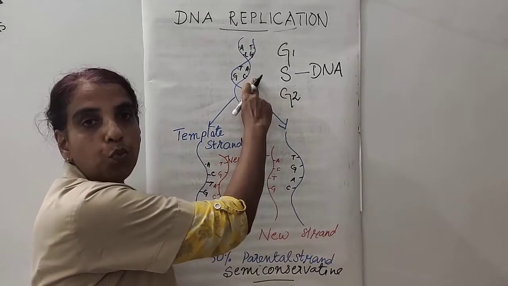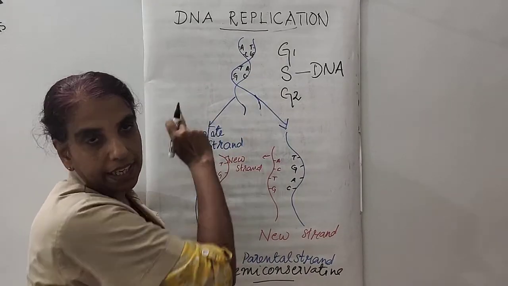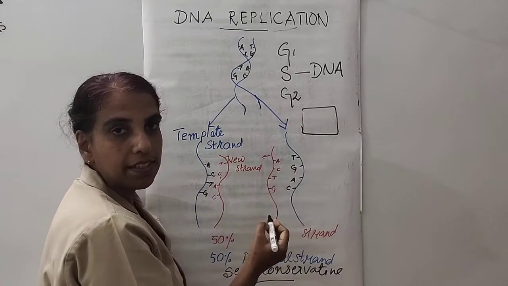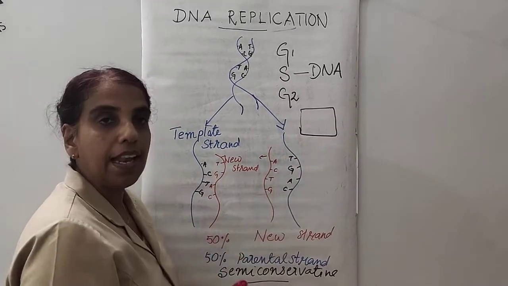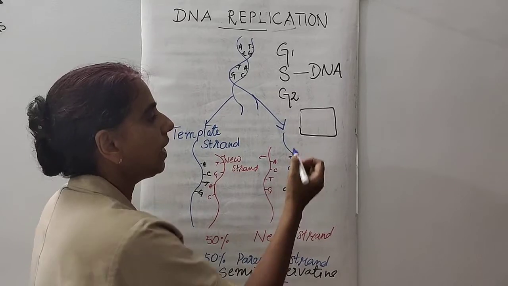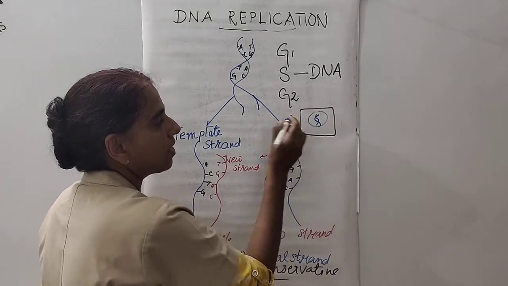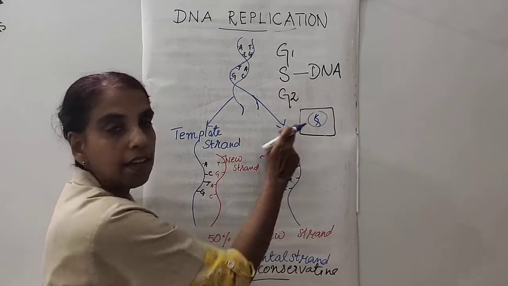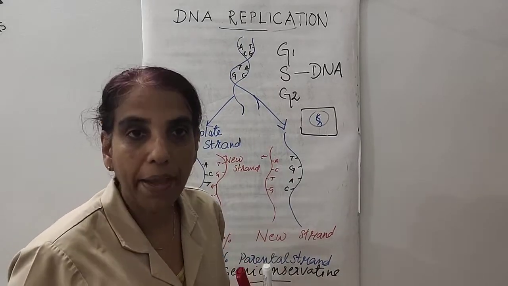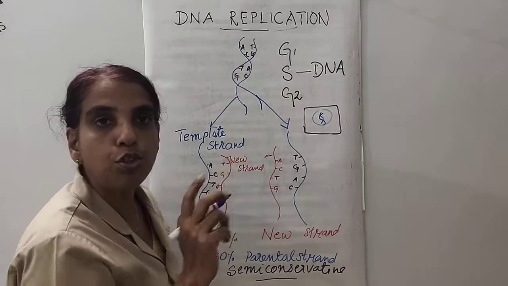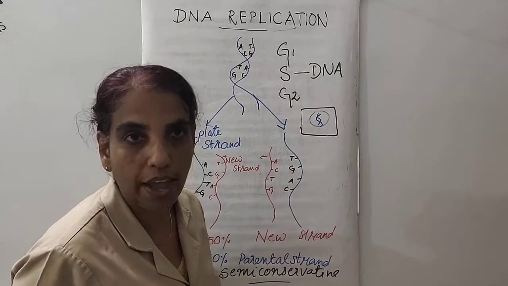This is what we see in a parent DNA. Suppose this is a cell. This is a parent cell. This parent cell has the DNA strand inside the nucleus. This is the DNA strand which you are seeing in the parent cell. So this DNA has two nucleotide strands.